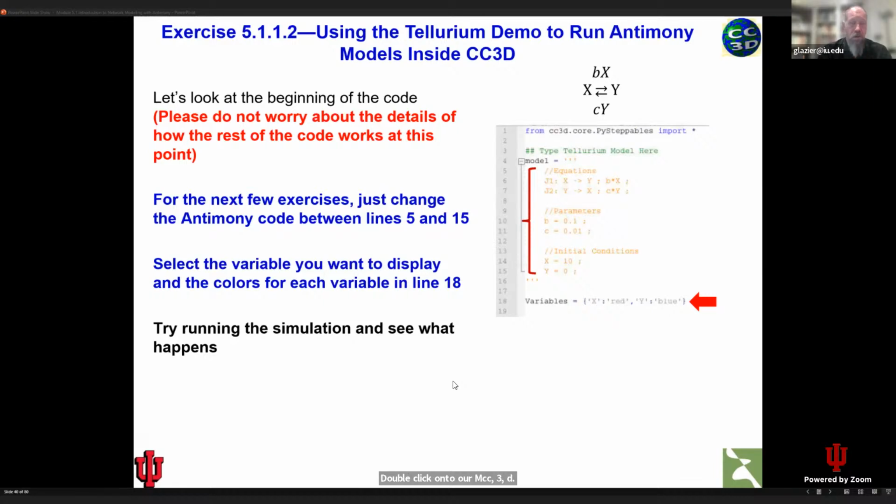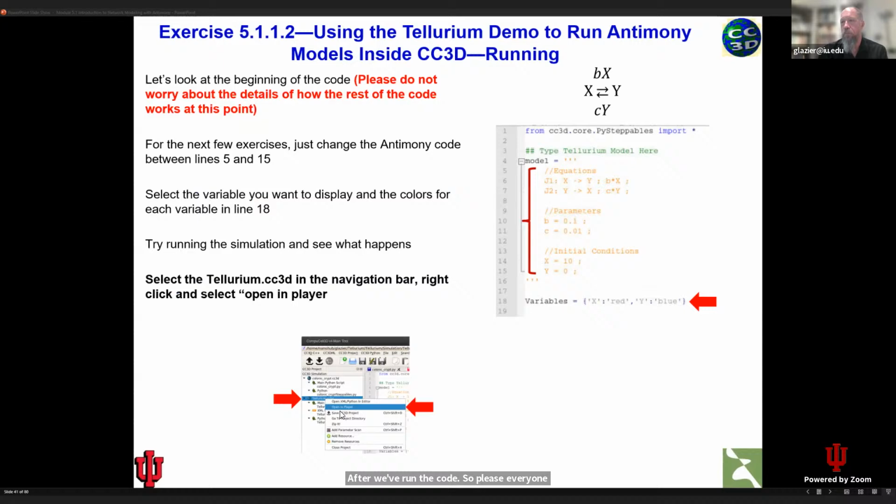We're not going to look at the details of the code here. We're only going to look at the network specification, and I'm going to walk you through how Antimony specifies network models. That specification is in lines 5 through 15. There's also a line 18 that is going to tell us what we are going to display after we've run the code. So please, everyone, run that code.